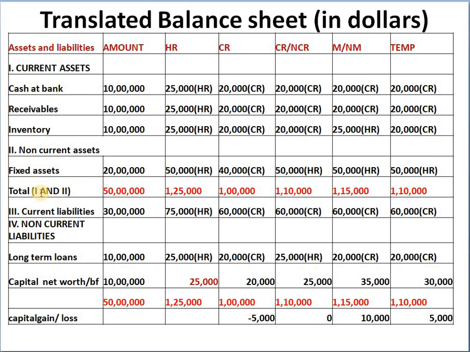So now do the total of Roman number 1 and Roman number 2, that is current assets and non-current assets. You will get 50 lakh, 1 lakh 25,000, 1 lakh, 1 lakh 10,000, 1 lakh 15,000 and 1 lakh 10,000.